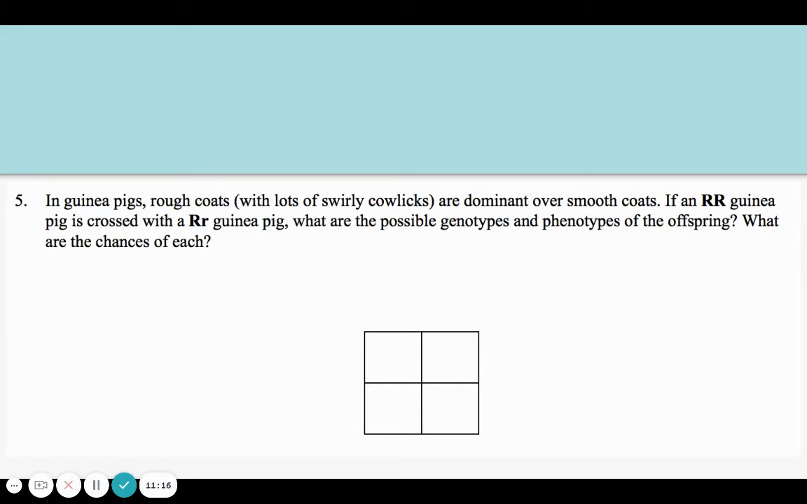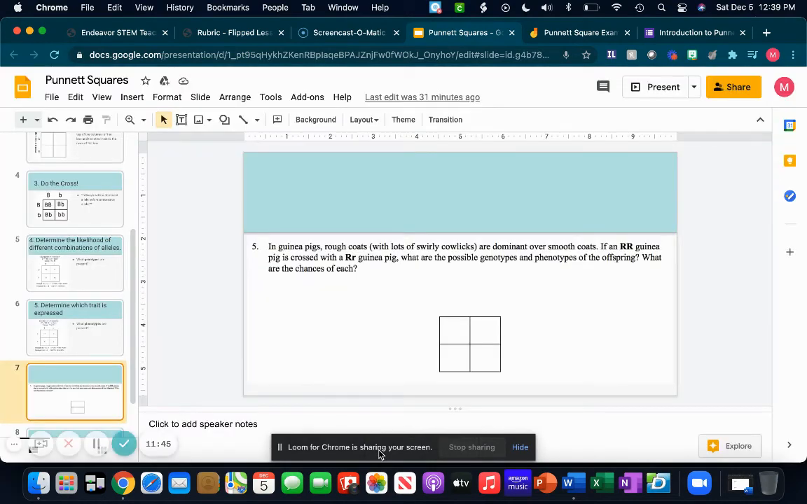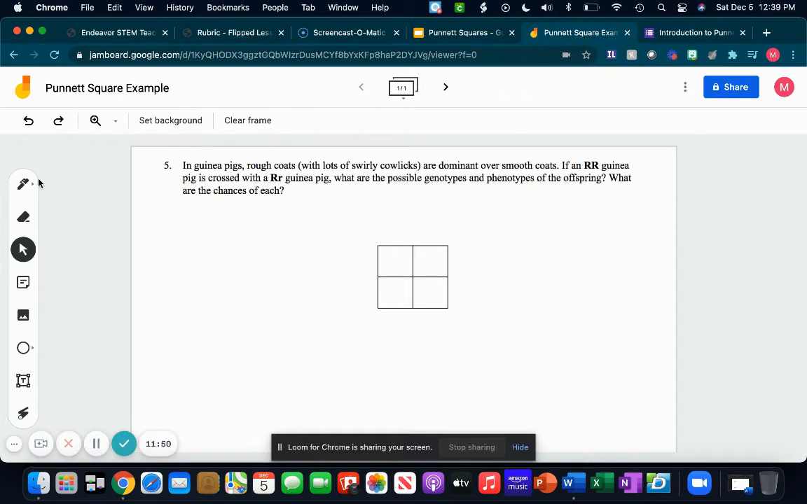This problem says, in guinea pigs, rough coats with lots of swirly cowlicks, just like curls, are dominant over smooth coats. If a big R guinea pig is crossed with a big R little r guinea pig, what are the possible genotypes and phenotypes of the offspring? What are the chances of each? So we're going to go solve that problem right now. Okay, I'm going to switch over to where I can write.